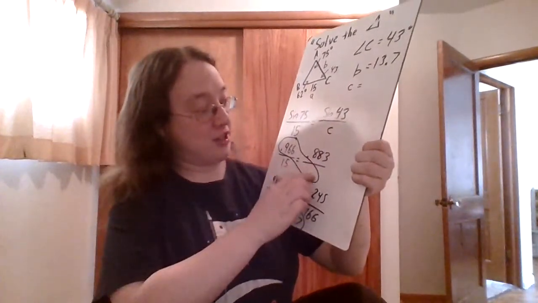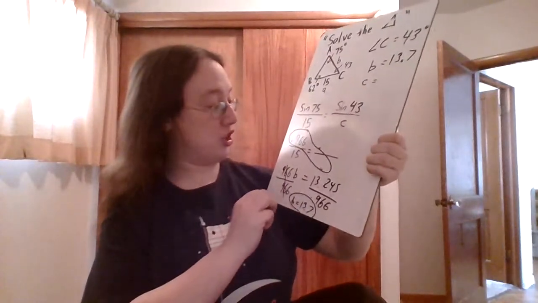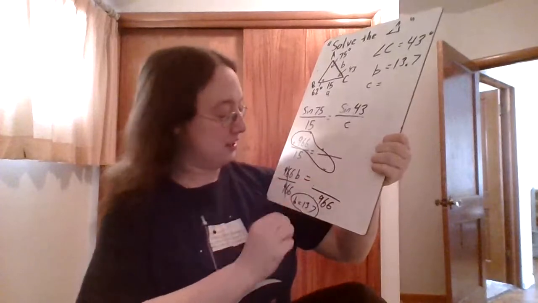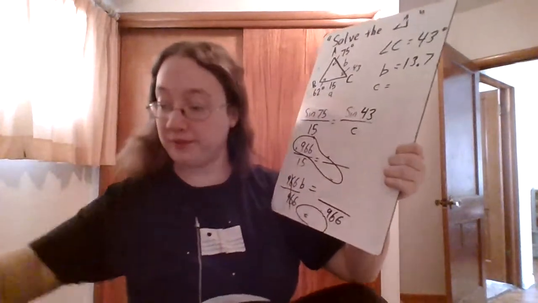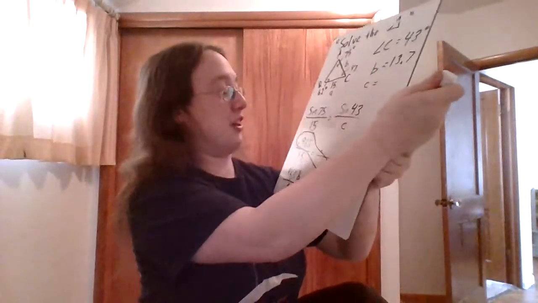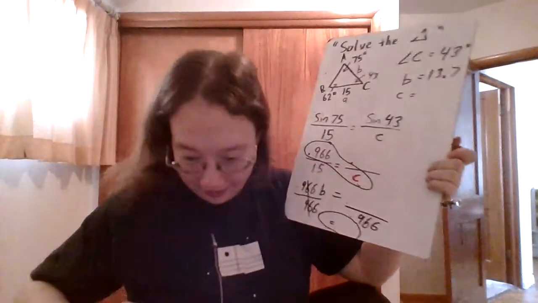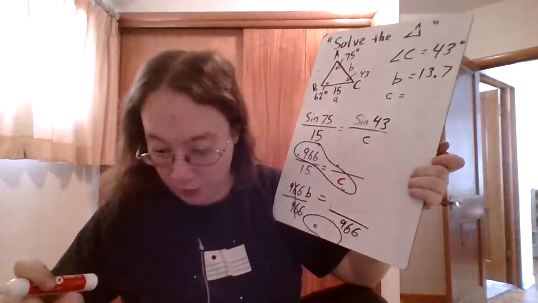That's going to change this. That's going to change that. Which is going to change this. And, okay, so instead of B, we now have C. And we've got the sine of 43 instead of the sine of whatever the other thing was, 0.682.